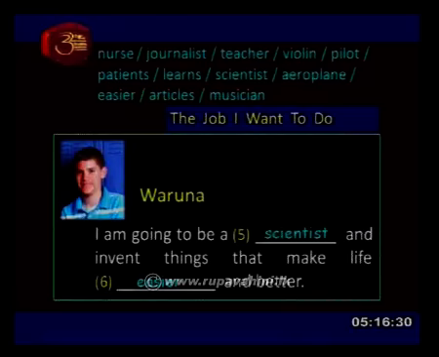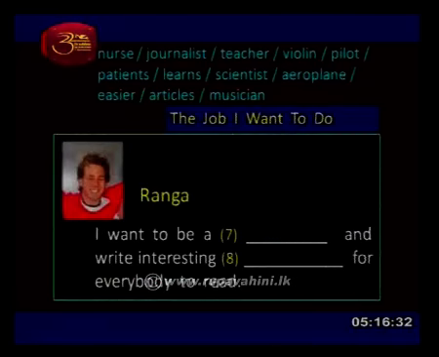Yes. Let us move on to the next one. I want to be a blank and write interesting blank for everybody to read. Right. What are the clues that you can take here? For everybody to read. Yes. And write. Who is writing normally? Journalists. And what are they writing? Interesting articles. Yes. Can you read the sentence? I want to be a journalist and write interesting articles for everybody to read. Right. The next one.